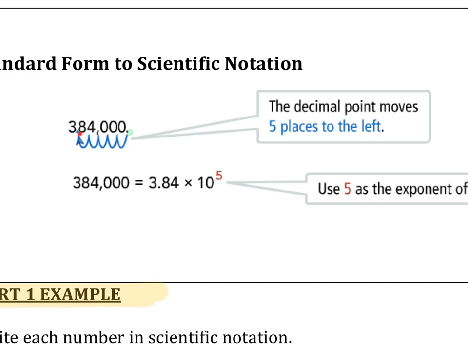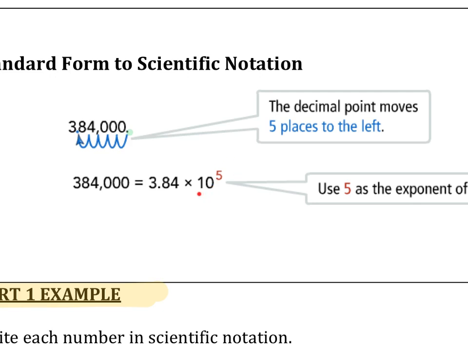So you may suspect you're going to have to stop right there between the 3 and the 8 to make that number between 1 and 10. So look how many spots you have to move it. 1, 2, 3, 4, 5 spots you have to move it, which is where the 5 comes from right there. You had to move the decimal point 5 spots to the left, so it's 10 to the fifth power.